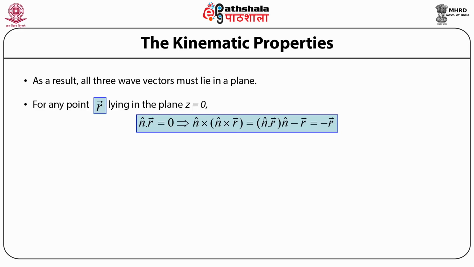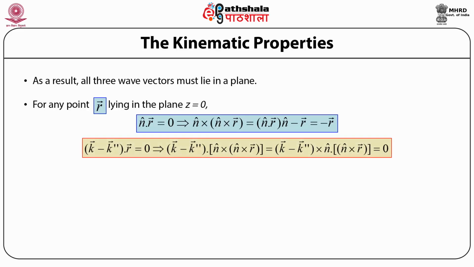And similarly we can write the dot product of the wave vector k minus wave vector k double prime with the position vector r is equal to 0. Then this gives us the vector identity: the dot product of the wave vector k minus the wave vector k double prime with the vector triple product involving the cross product of the unit vector n cap with the cross product of the unit vector n cap and the position vector r.